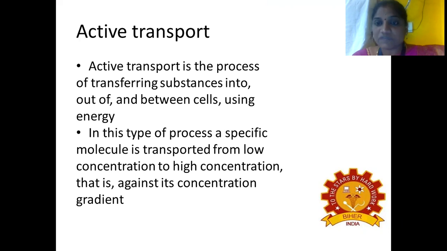More specifically, active transport is needed for moving the molecules in and out of the cell, but it will be using energy. And one more thing, it would be moving the molecules against their concentration gradient. That is, the molecule would be transported from a region of lower concentration to a higher concentration.